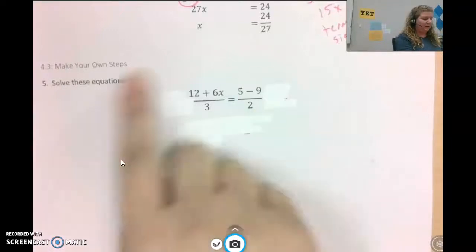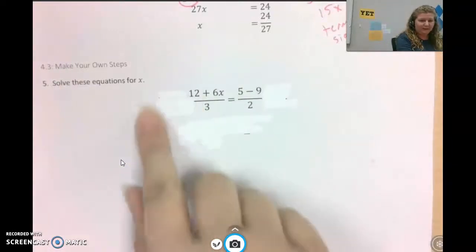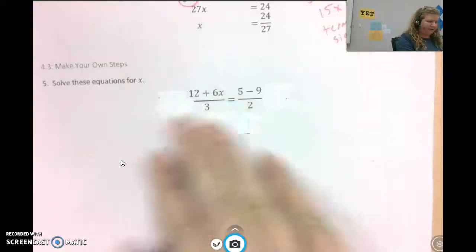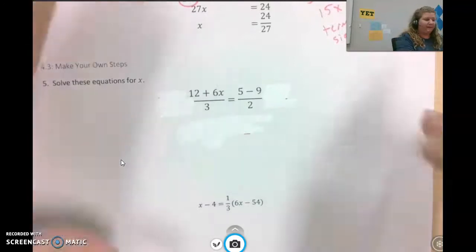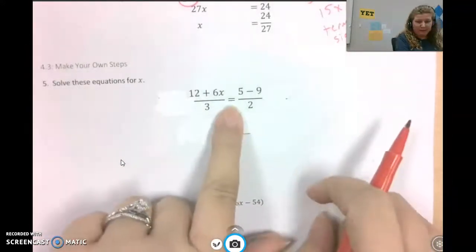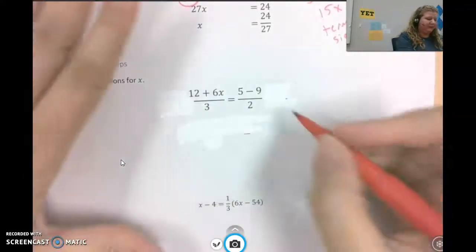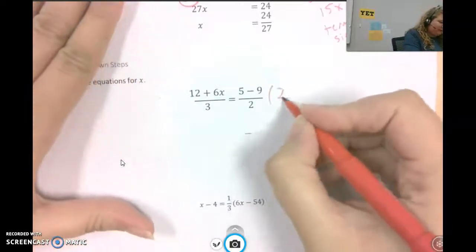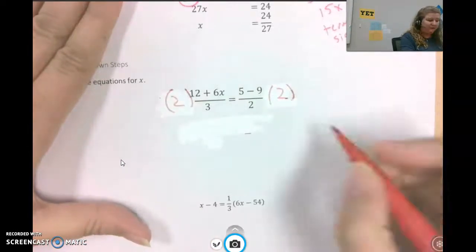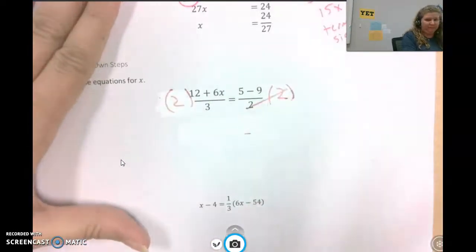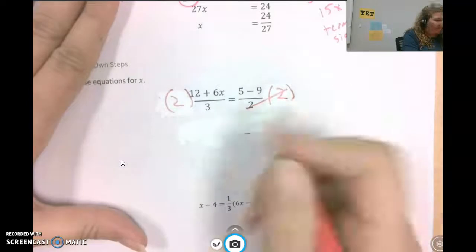So, continuing on with our lesson, this looks like a bear. I don't like that I've got some fractions happening here. So the first thing I'm going to do is eliminate that. Now we know, since this is an equation, what we do to one side, we have to do to the other. So if I multiply each side of the equation by 2, that's going to eliminate this denominator, which is getting me closer to where I want to be.